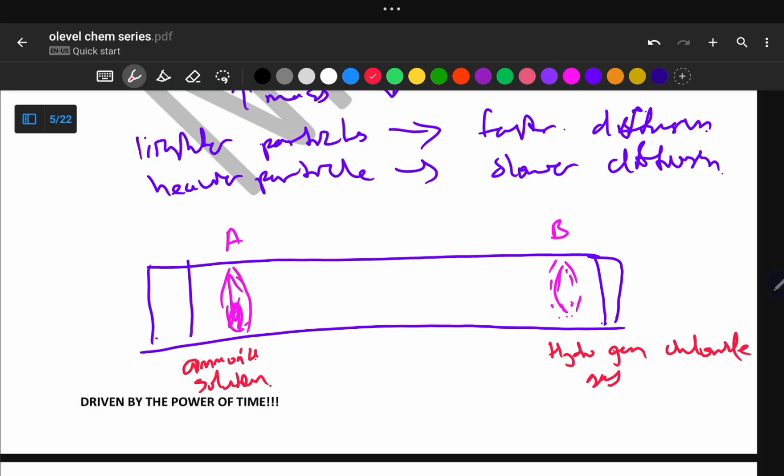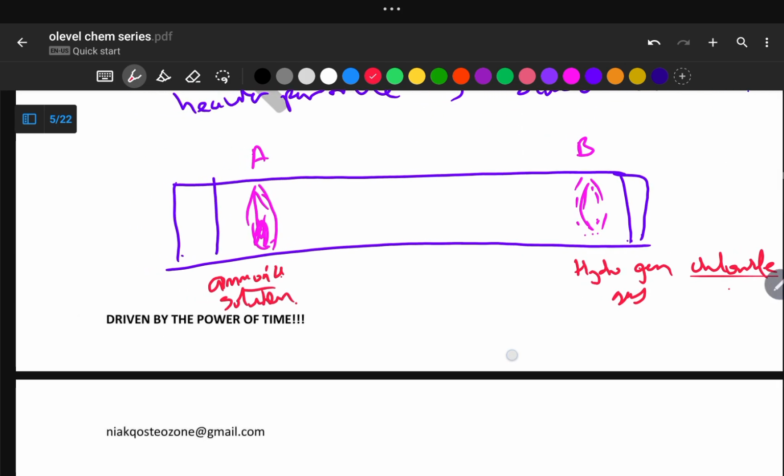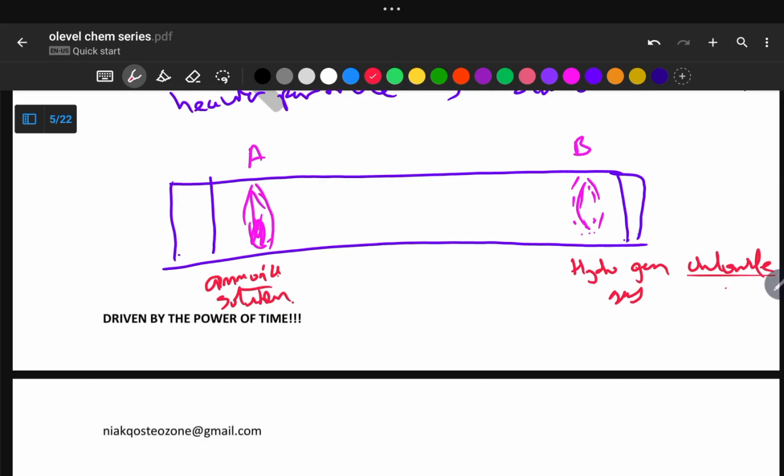So the question says, where are we going to have the reaction of ammonia and hydrochloric acid? They want to test whether you are familiar with the effect of mass on the rate of diffusion. For ammonia, first you need to understand the molecular mass of ammonia. The molecular mass is derived from the molecular formula. Ammonia is a molecular compound. So this is ammonia, and then hydrogen chloride.